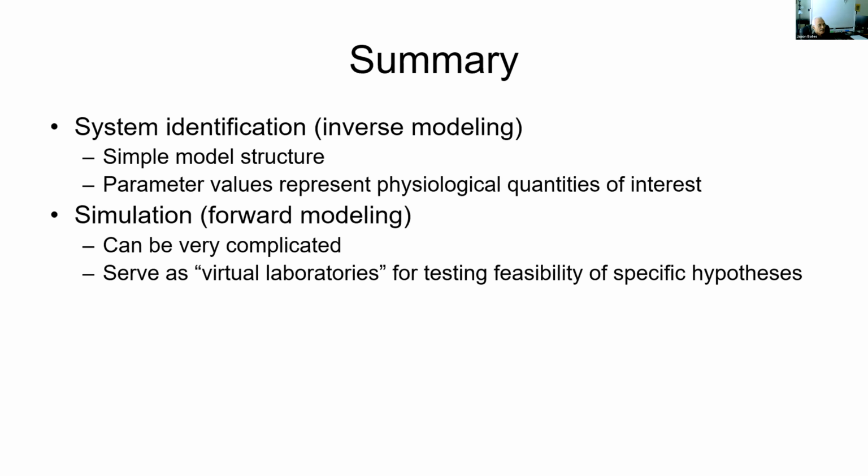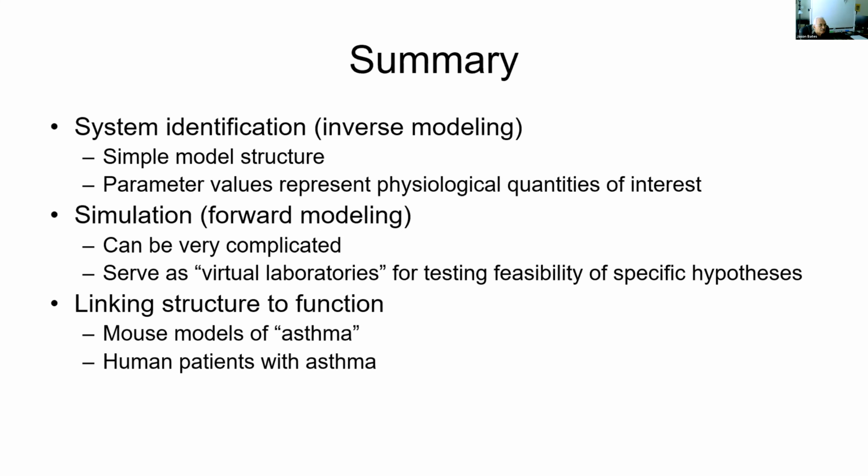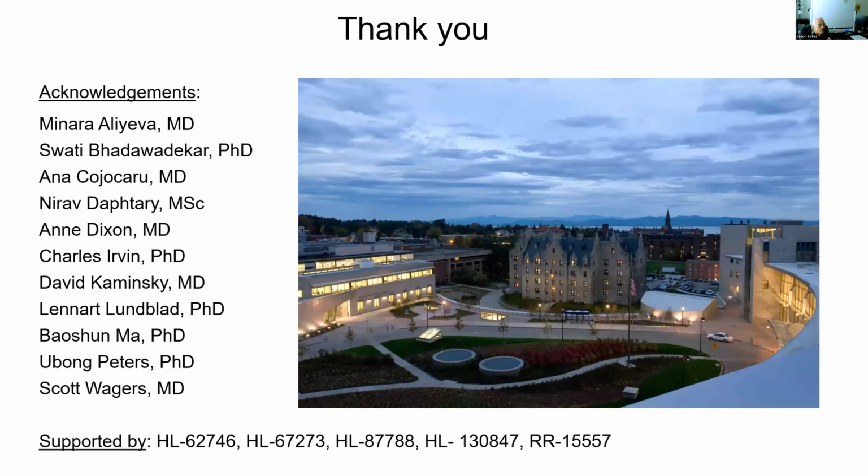Simulation or forward modeling can use very complicated models, but as I tried to show, they can create virtual laboratories in which you can test the feasibility of ideas like, is it narrowing of airways? Is it de-recruitment of lung spaces? At what level and so forth? Forward and inverse modeling together make a very powerful combination in many cases. And now we are linking structure to function in mouse models of asthma and more recently in human patients with asthma. And with that, I will thank you.